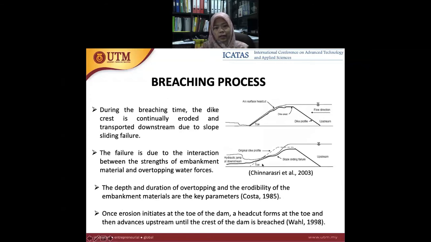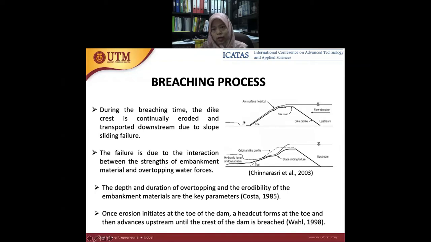Okay, the next slide tells you about the breaching process. This study was conducted by Chinnarasri in 2003, and from the study they found that during the breaching time, the dike crest is continually eroded and transported to the downstream due to slope sliding failure.